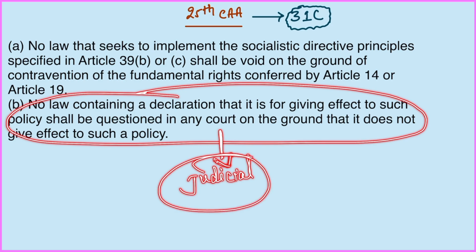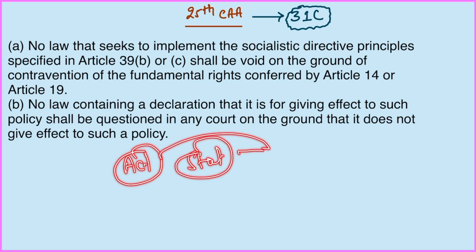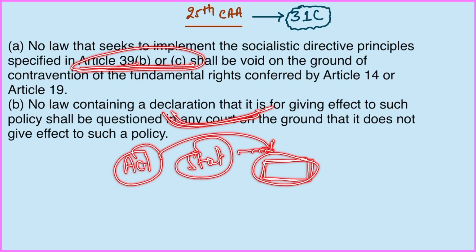It is saying that, see, if there is an act passed by the Parliament of India or a state legislature, and in the beginning, if these acts are saying that we are implementing Article 39B or C, then that declaration was enough. Even if they did not implement Article 39B or C, they cannot be challenged in the court because they had already declared it.